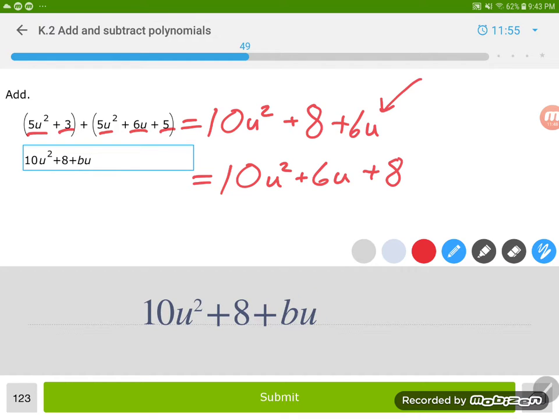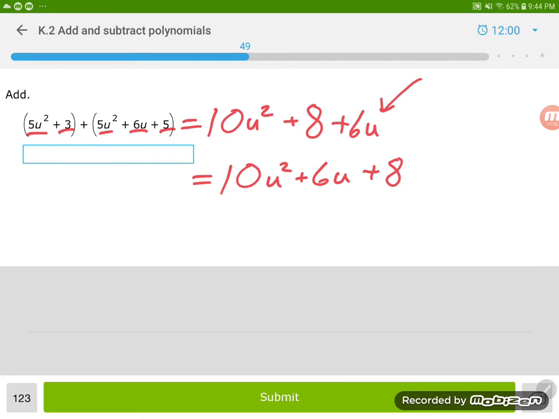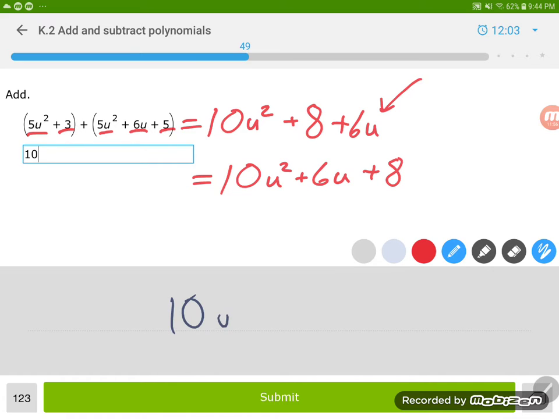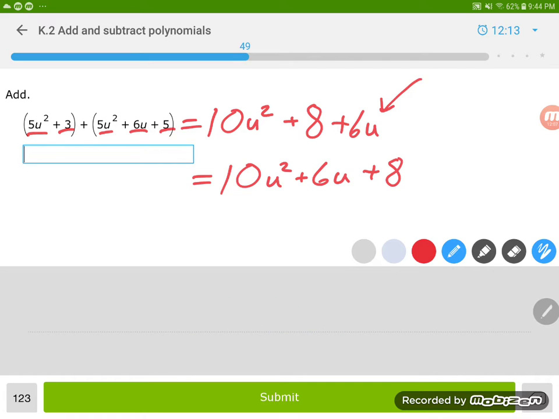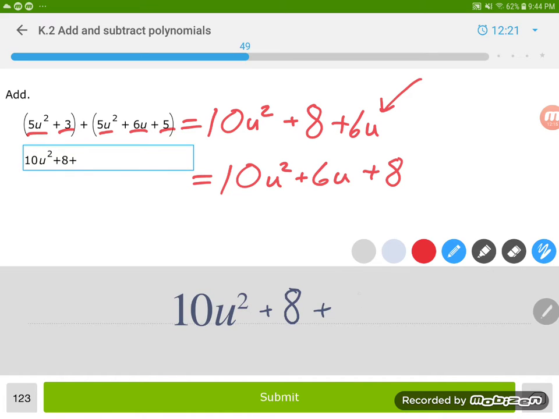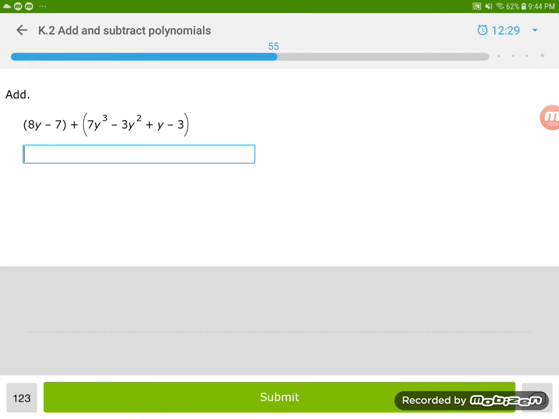Ooh, not 8u. That is not correct. No, let's write that. 10u squared plus 6u plus 8. Oh, no. I wanted to make the point. I wanted to show you guys. So, sorry. So 10u squared plus 8 plus 6u. Cool. We go ahead and submit that and see it took the answer that is correct. Writing it out of order is okay, but it's not organized.